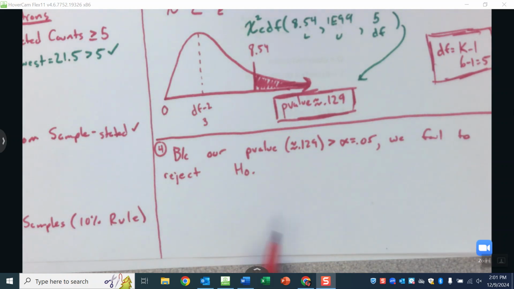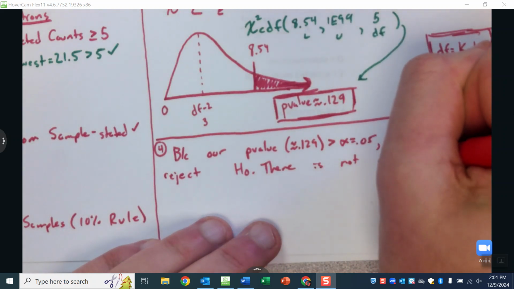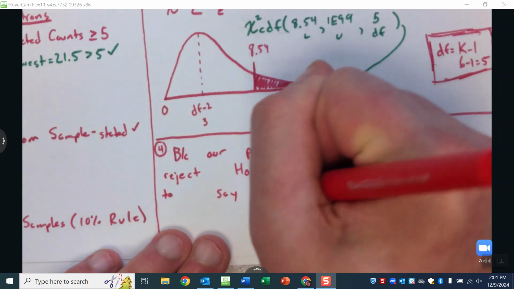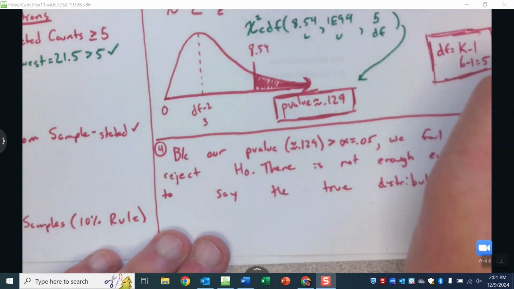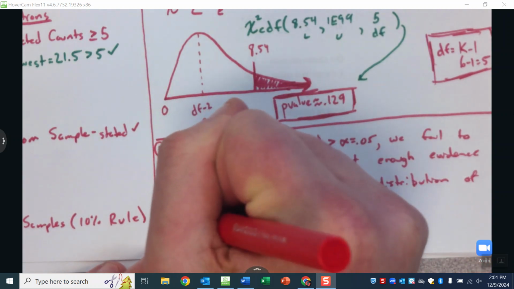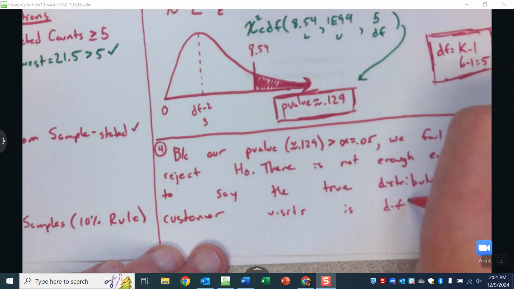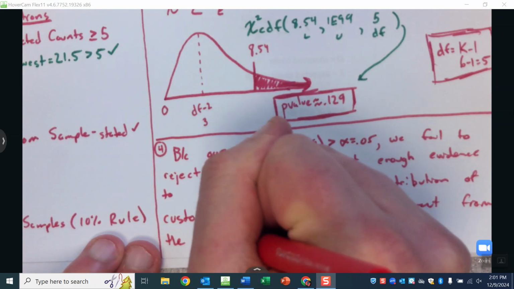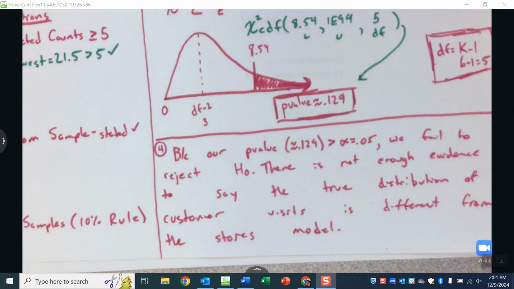All right, we fail to reject the null. There's not enough evidence of whatever our HA is. There is not enough evidence to say the true distribution of customer visits is different stores model.